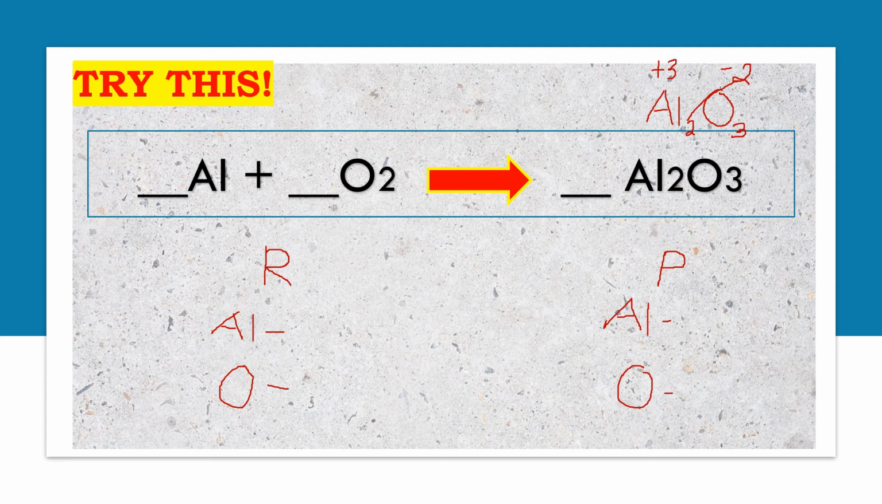So for the aluminum in the reactant side, you have 1. Automatic yan na meron yung 1. And then you have 2. How about in the product side? You have 2.